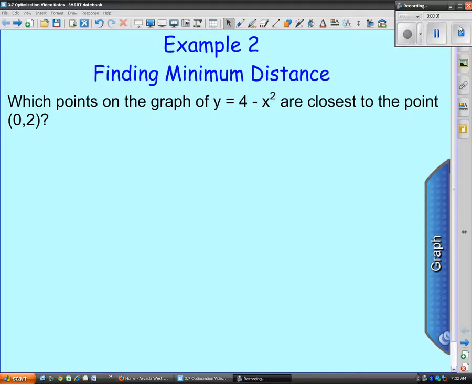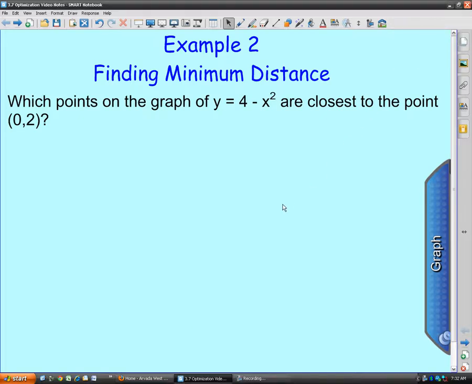Hello and welcome to section 3.7, optimization problems. In this section we are going to do a lot of word problems dealing with the maximums, minimums, and things like that that we've been finding throughout this unit.